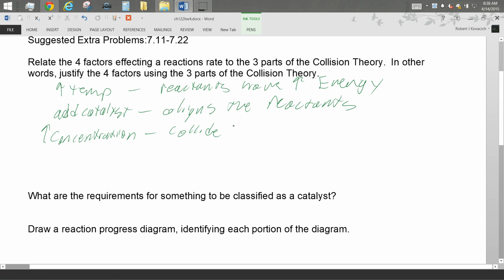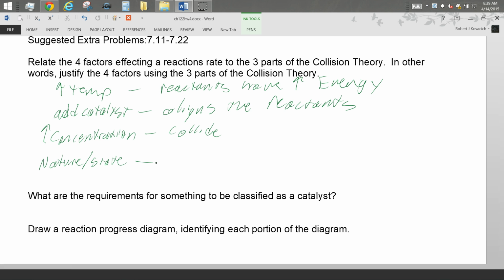And the last one? The nature of the reactant: solid, gas, liquid, aqueous. So if my reactants are solids, they're less likely to run into each other than if they're gases. So it's literally just about colliding. So if I take something that's a solid and I dissolve it in water and make it aqueous, then the components are more likely to run into each other than if they're just sitting there as a solid.